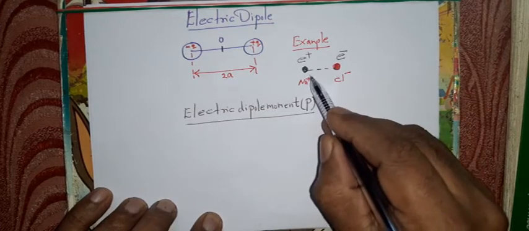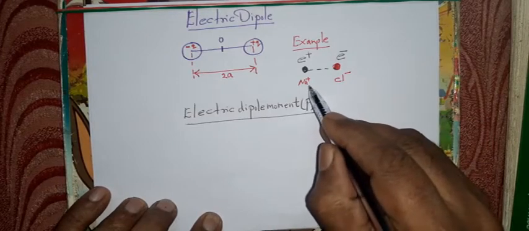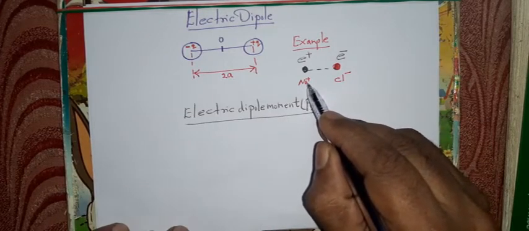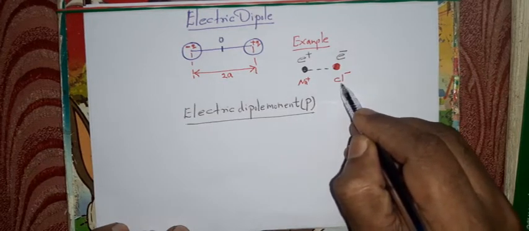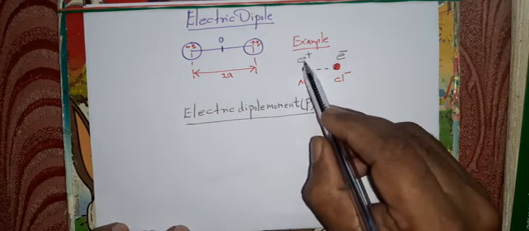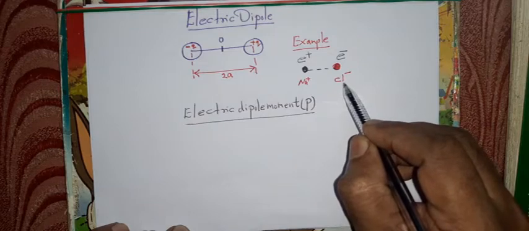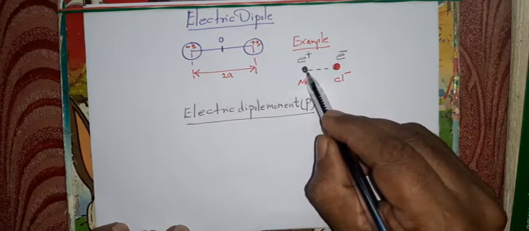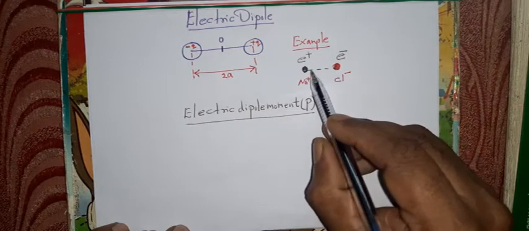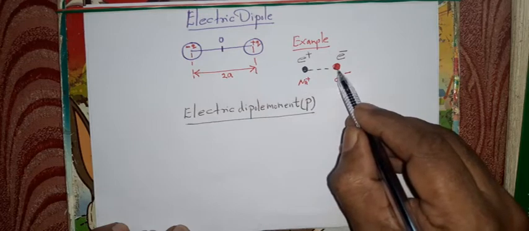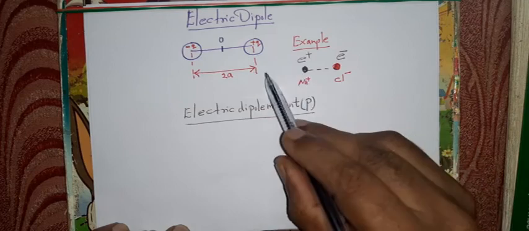For example, the sodium chloride molecule is an electric dipole. We know sodium chloride is formed by transferring one electron from the sodium atom to the chlorine atom. Hence, the sodium becomes a positively charged ion and chlorine becomes a negatively charged ion. There is a bond distance between sodium and chlorine. It is bonded by an ionic bond. Therefore, the sodium chloride molecule is an example of an electric dipole.